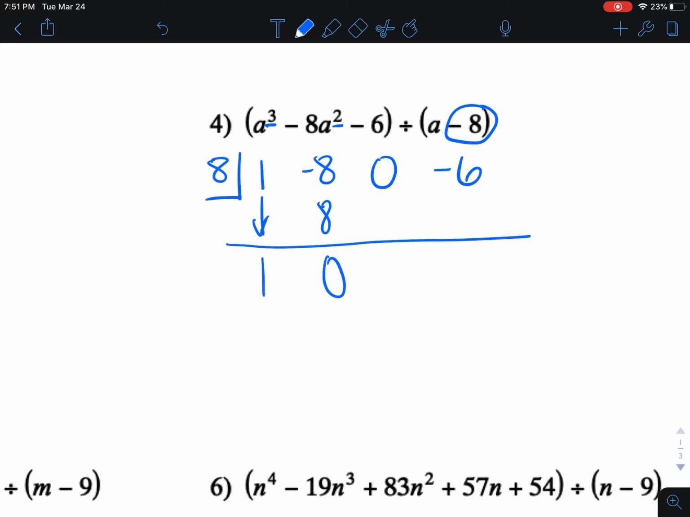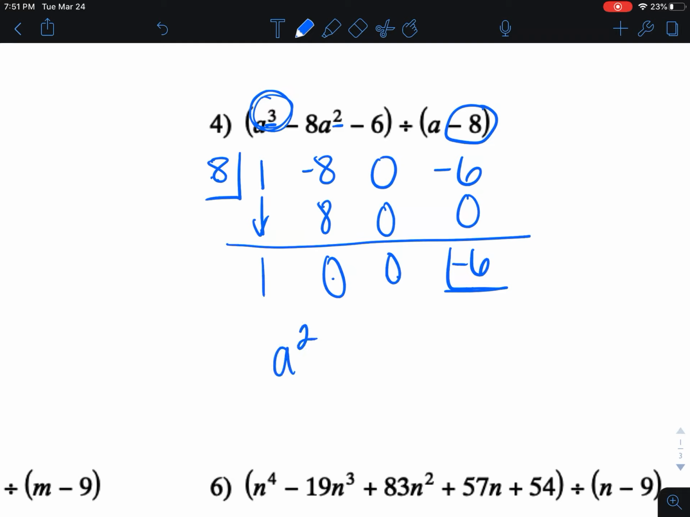These are the problems I like because we start getting lots of zeros and it makes it really easy. So 8 times 0 gives me 0. We add a 0. 8 times 0 is 0. And we're left with negative 6 as our remainder. Okay? All right, so we're going to write our answer. So this was originally to the third, so my answer is going to be squared.